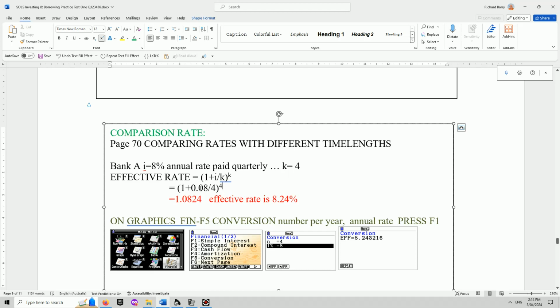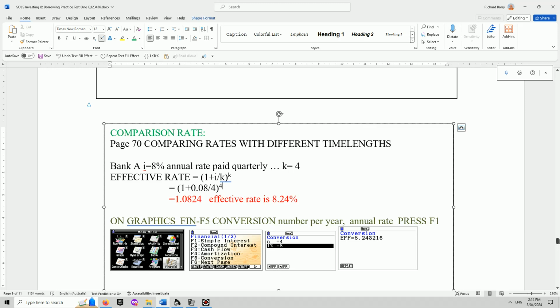If you can use the formula, I'm going to use the graphics. Now notice this is the F5. So go to finance, F5, you're putting in the numbers. Notice these questions don't have a lot of information, don't have any money. So just the rate and the time period. So four times a year. Effectively, it's the same as 8.24% over the year, even though it's 8%, because of the effect of paying it four times a year, quarterly.